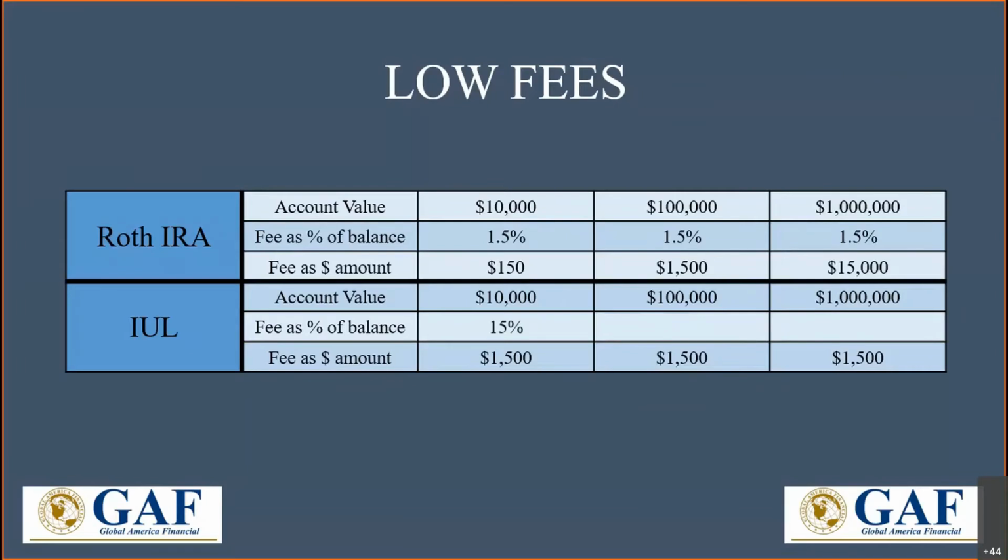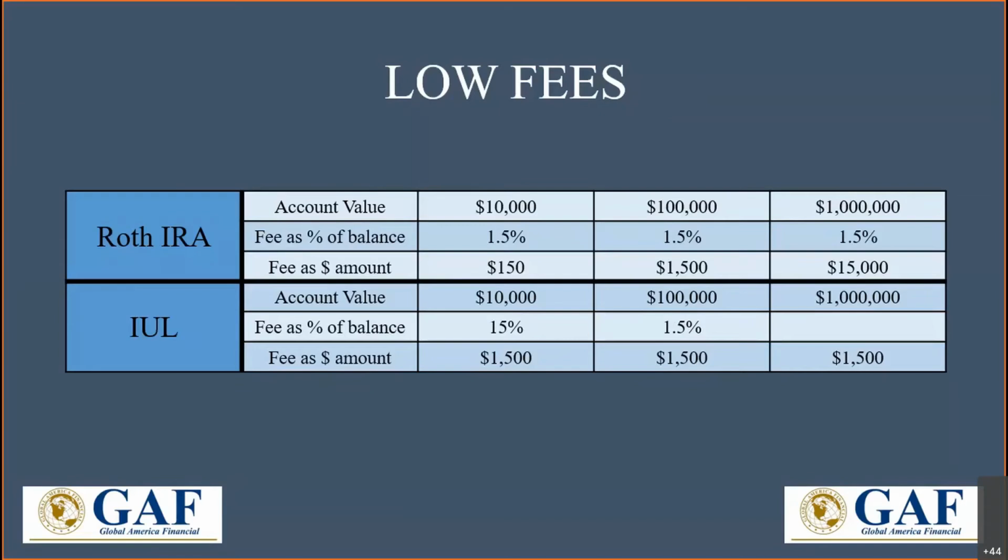Yes, it's expensive today. But as that value grows, now that cash value is $100,000, that same $1,500 is now 1.5%. That's kind of the threshold, $100,000. Once we start seeing that, we're going to see that the IUL is going to be significantly cheaper to have in the future than it will be having a Roth IRA account.